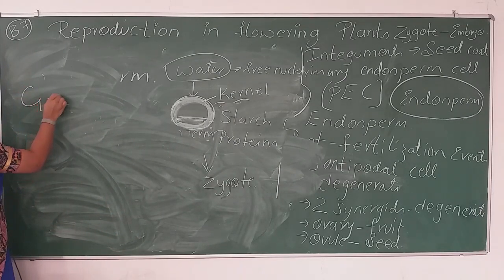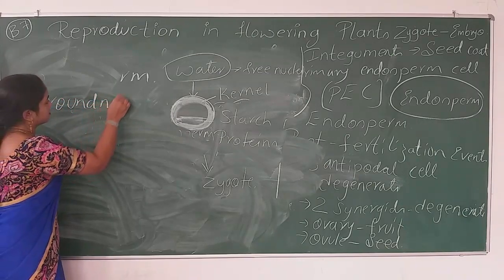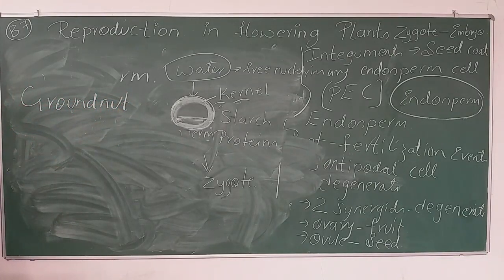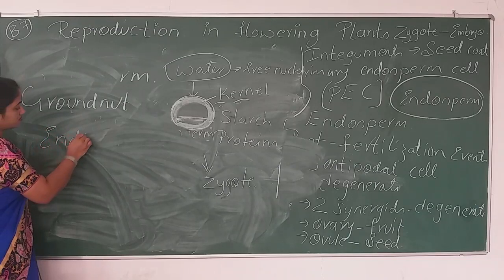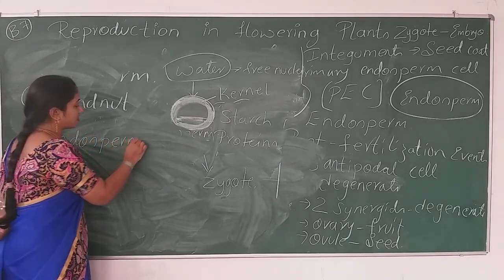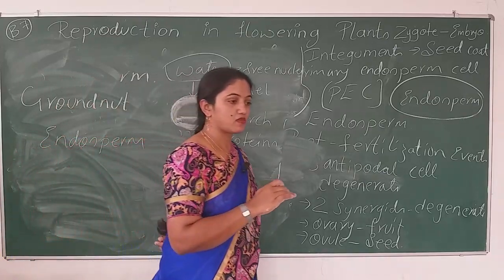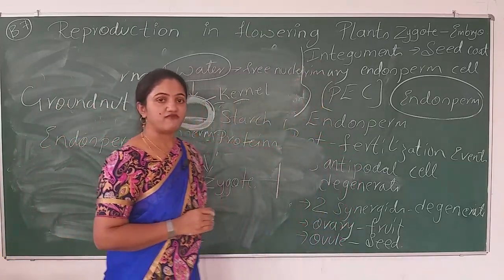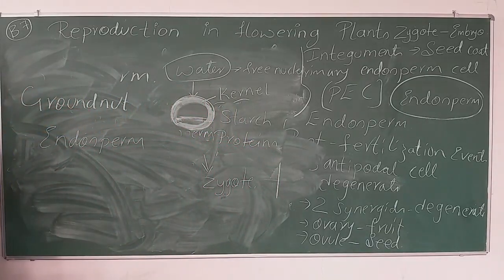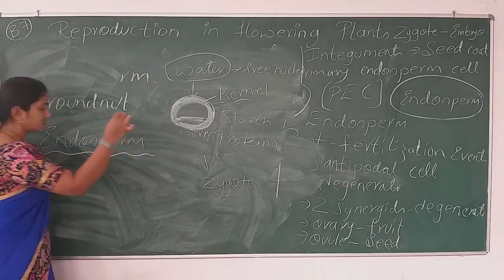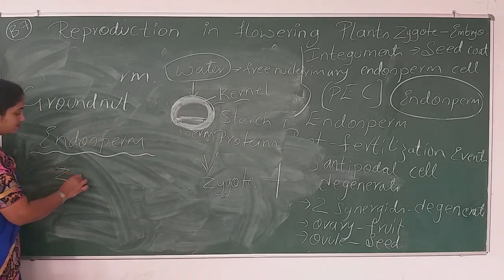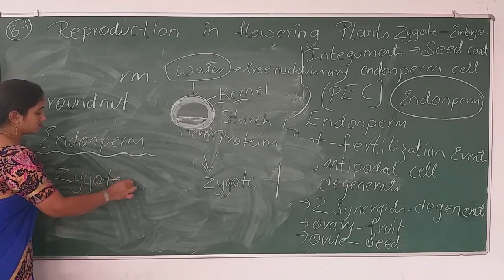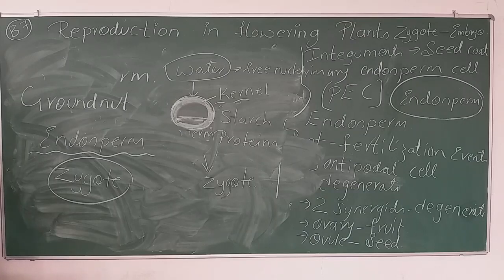That is groundnut. So in the groundnut, the endosperm is completely absent. Why does it become absent? Because the endosperm is completely consumed by the zygote. So this is also one type of seed where the endosperm is completely consumed by the zygote.